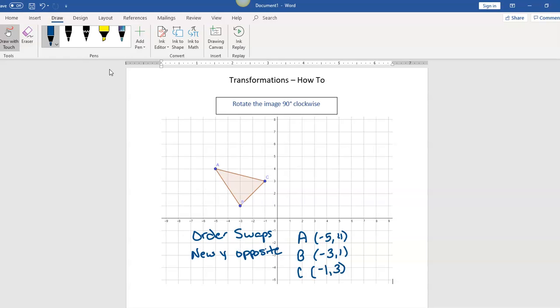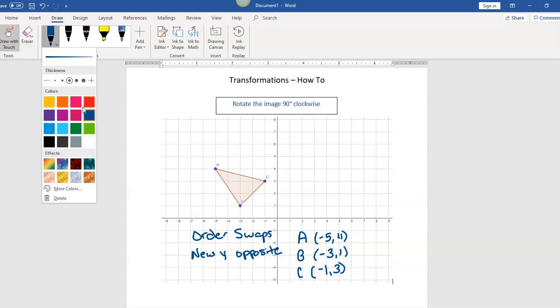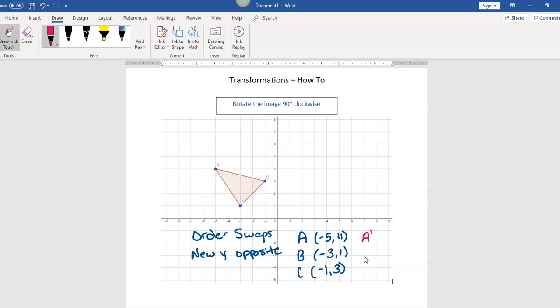Now, order swaps. That's the first thing that I want you to see: my order is going to swap. So when I go to A prime, it would be 5, negative 4. That's the first part. But the second part says my new y is opposite. Y is my second value. And if it's going to be opposite, instead of being negative 5, it's going to be positive 5. That is where A prime will be located.